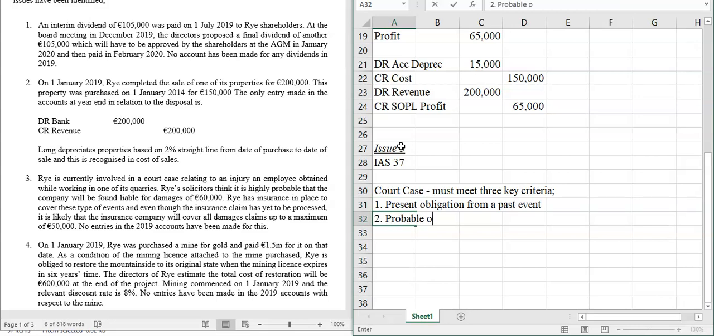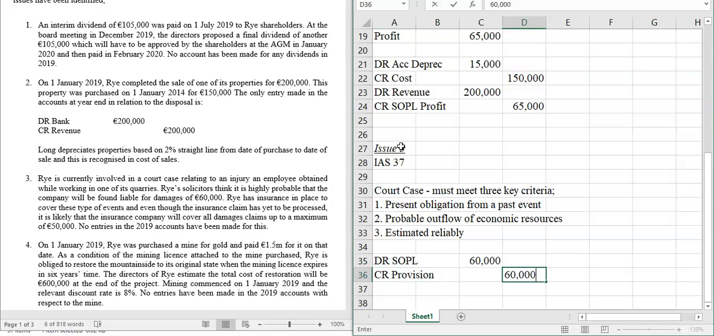There is a probable outflow of economic resources. What they mean by that is there's a probable outflow of cash. You're told it's more likely than not. It's highly probable. And finally, it can be estimated reliably. And again, you can see there, you can estimate it at 60,000. So because all of those 3 criteria are met, you can recognize a provision. You'll debit the SOPL, call it legal expenses if you wish, 60,000, and you will credit provision, most likely in current liabilities, 60,000, because the 3 criteria are met.